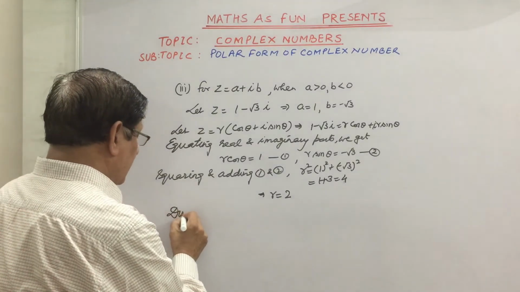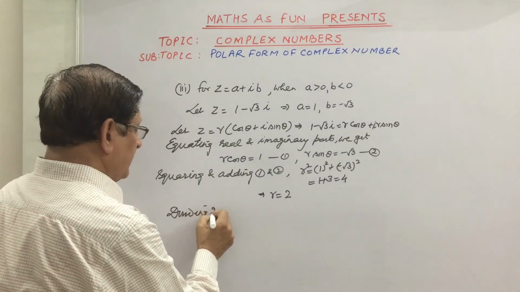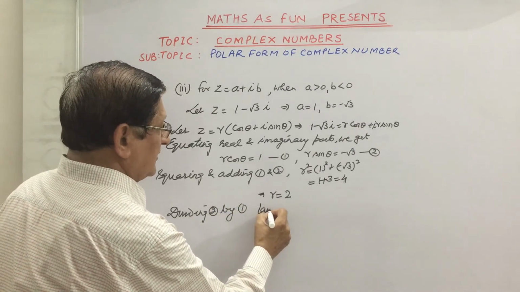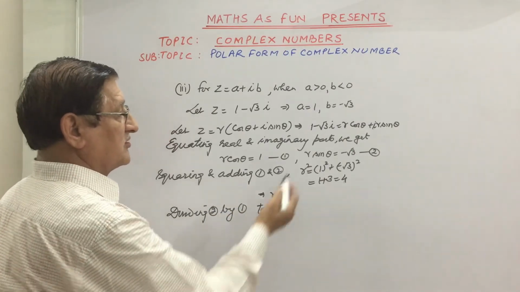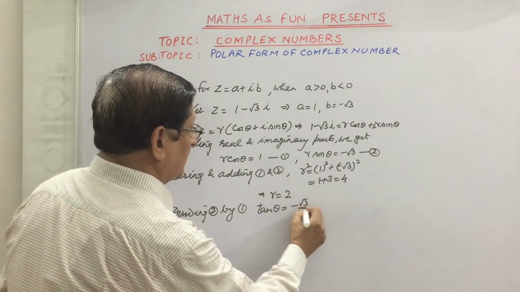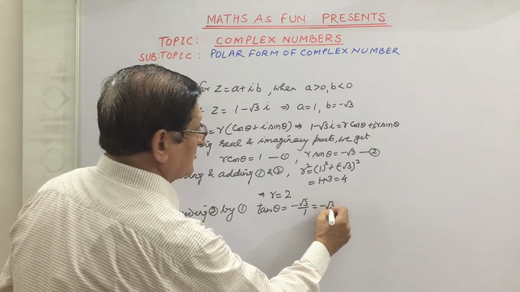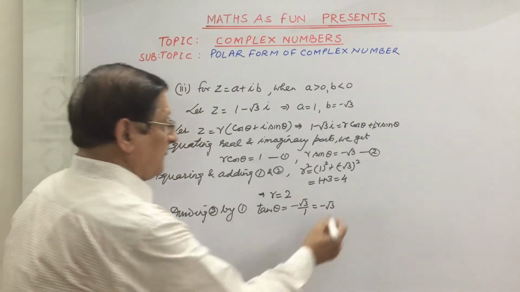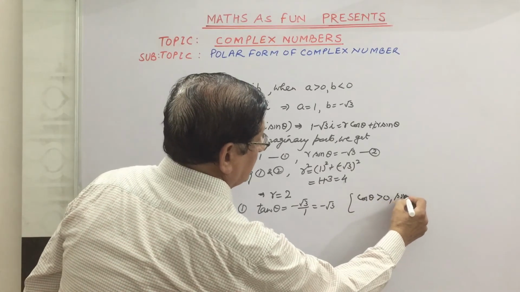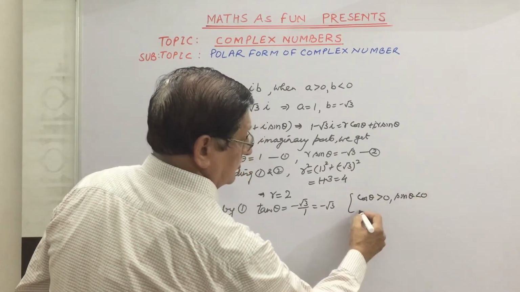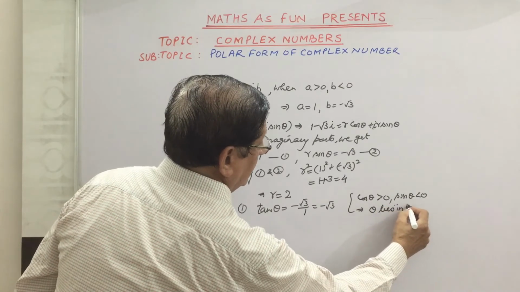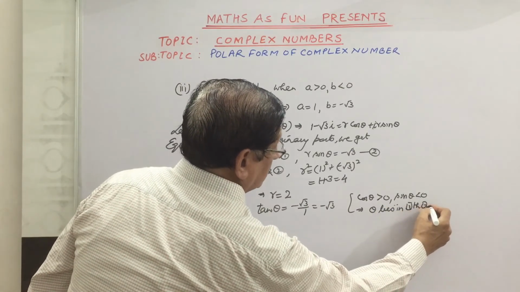When we divide them, dividing 2 by 1, we get tan theta equal to, that is sin theta upon cos theta, minus root 3 upon 1, which is minus root 3. Now we find here that cos theta is greater than 0 and sin theta is less than 0. This implies that theta lies in fourth quadrant.